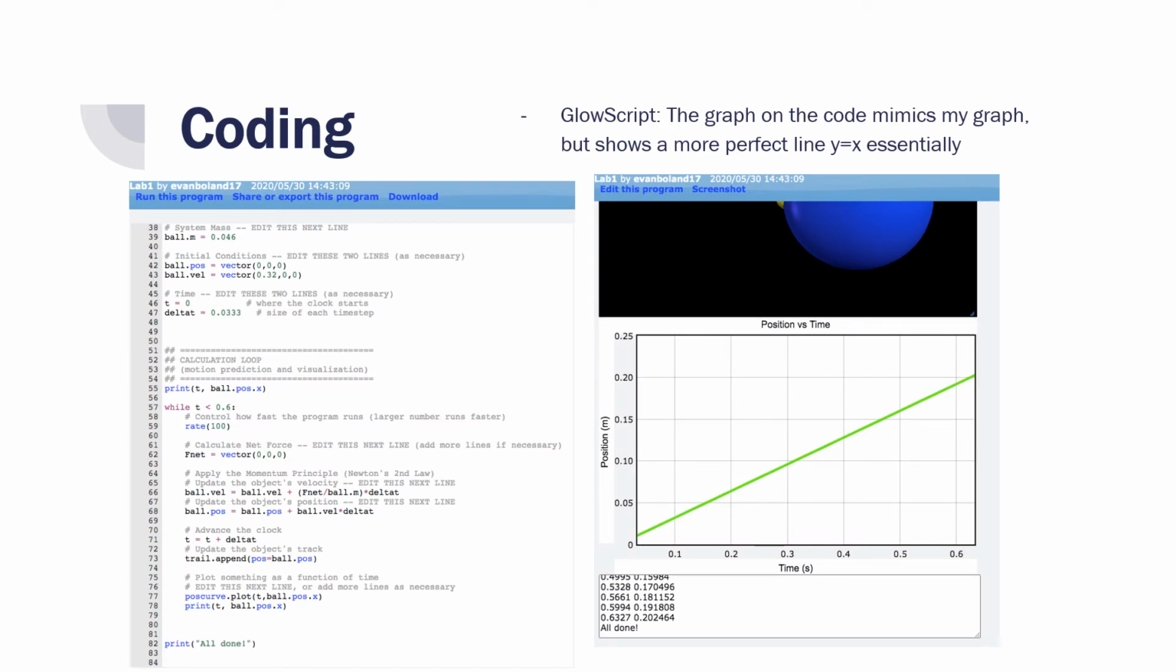Then, using GlowScript, I decided I was going to plot those points, using the coding that we were given, and I mimicked it to my data. So time is less than 0.6 seconds. I inputted my velocity and inputted my delta t, which is a step in time, and this is the graph that it shows. It more or less mimics the graph that you saw on the last page, which was found directly using Tracker, but it's a more perfect line. It's more perfect y equals x. I'm going to discuss why there's that difference in the next slide.